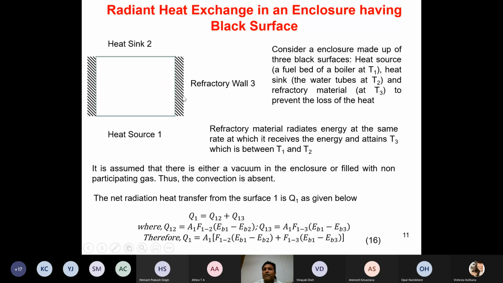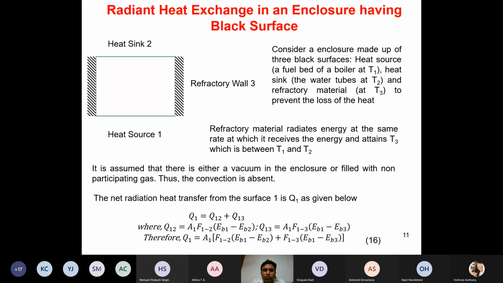Additional information given about the refractory walls is that whatever amount of heat is received by the refractory wall, the same is emitted by it, isn't it? So the net rate of heat exchange is 0 for the refractory wall. The refractory material radiates energy at the same rate at which it receives the energy and attains T3, which is between T1 and T2. Is it all right? So the system is clear to everyone?